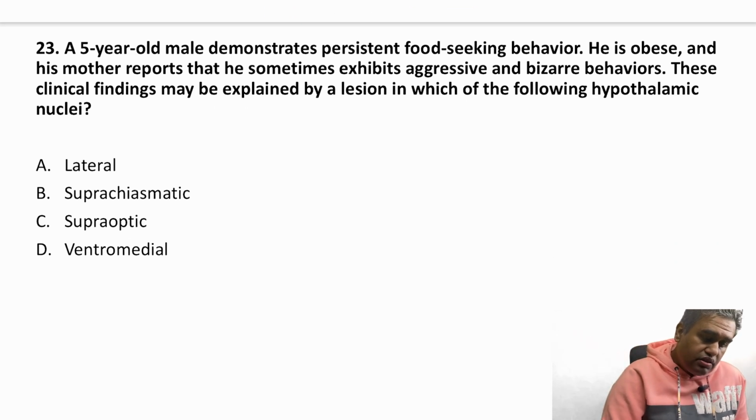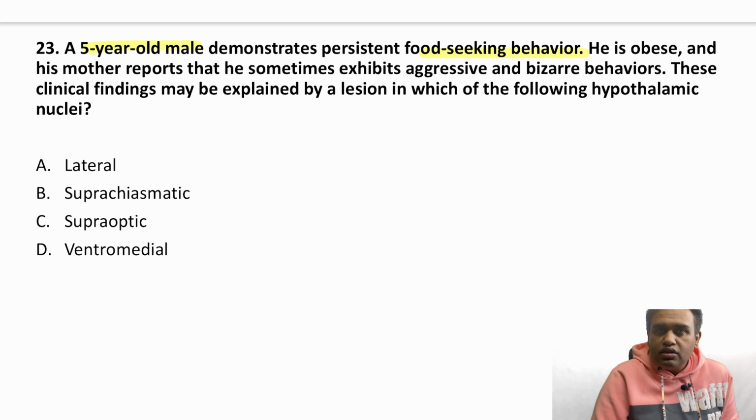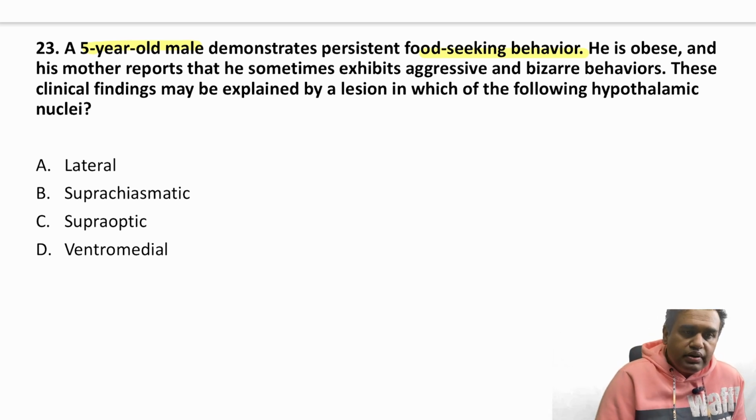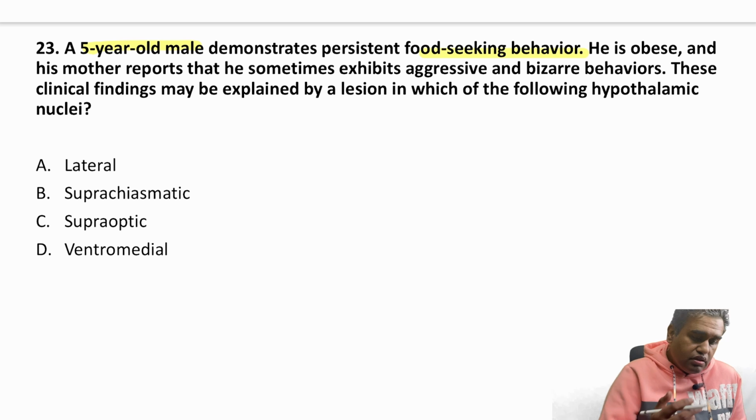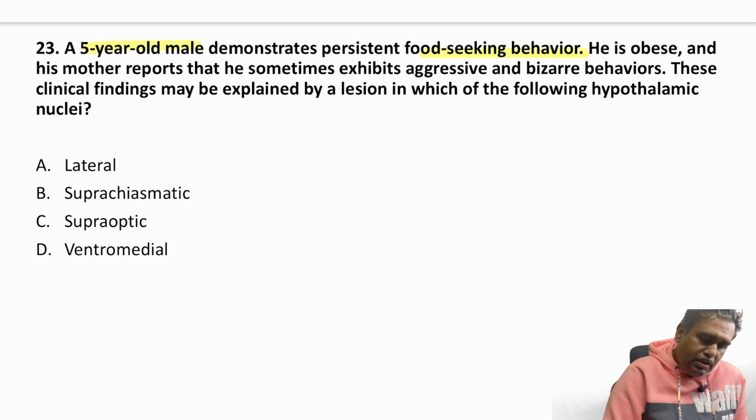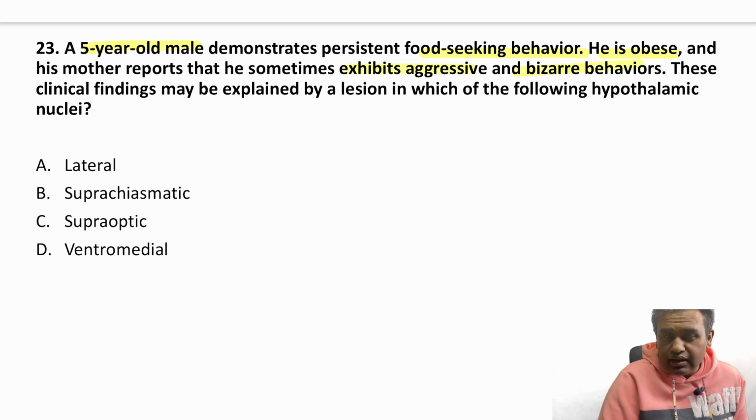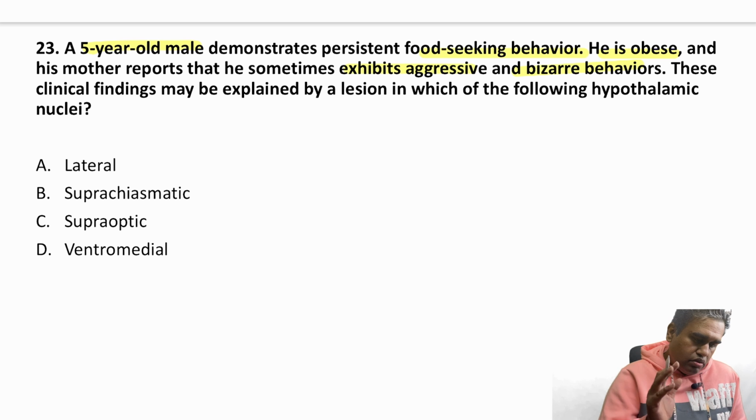5-year-old demonstrates persistent food seeking behavior. So in the beginning, the parents or the grandparents might be very happy that okay, he's having a lot of food, fine. But soon he is obese. Mother reports some aggressive and bizarre behaviors. Now mother is slightly concerned. Obviously, mother knows best for their child, and they're the first ones who actually notice some altered behavior or disturbances in the child. So mother says that he is exhibiting aggressive, bizarre behavior apart from persistent food-seeking behavior, which led to obesity of a 5-year-old.